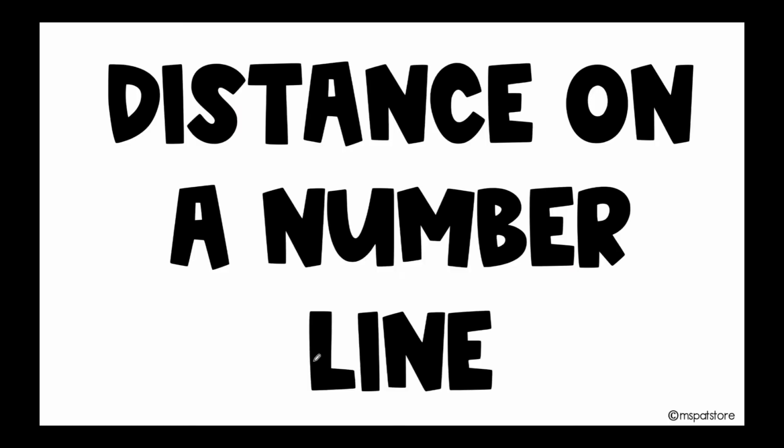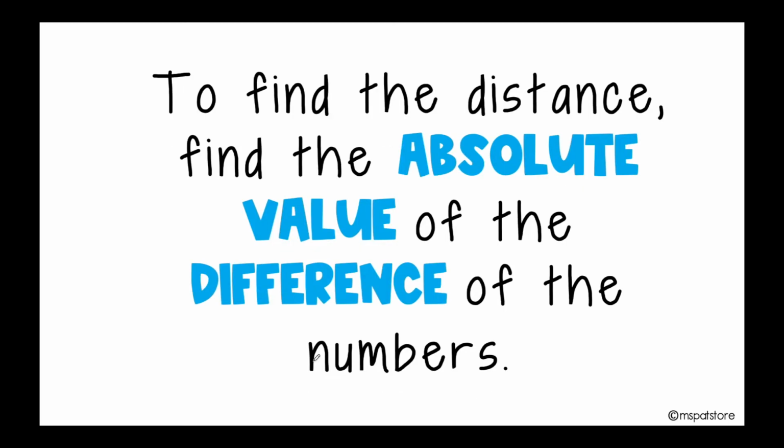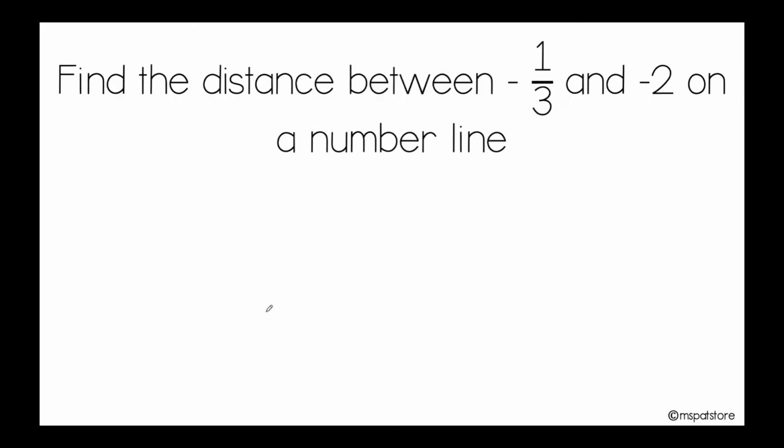On today's video, you're going to be finding distance on a number line. In order for you to find the distance, you need to find the absolute value of the difference of the numbers. Remember, when I say difference, I'm talking about subtraction. So you find their absolute value and then you subtract those two numbers, okay? Let's take a look at one example so you can understand.